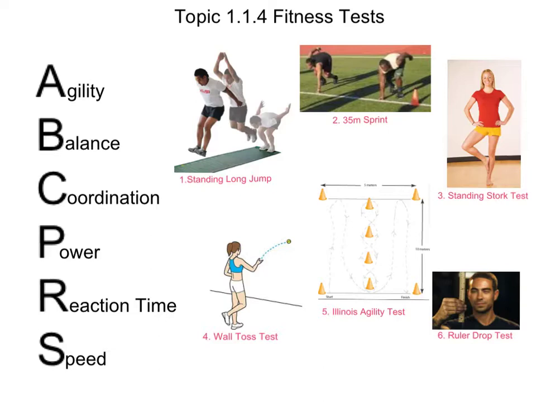Finally, the last skill-related fitness component is speed, and the only test left is number 2, which is the 35-meter sprint. To carry out this test, from a standing position you are simply timed to see how long it takes you to cover a distance of 35 meters. Hopefully you now have a good understanding of the fitness tests which are required to assess skill-related fitness components.